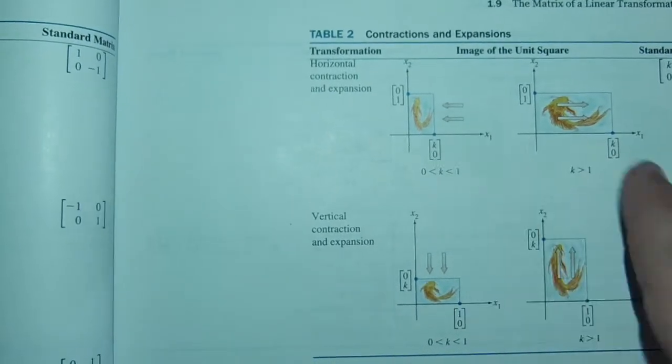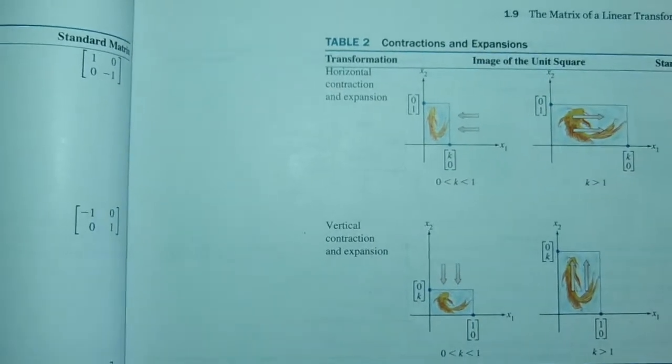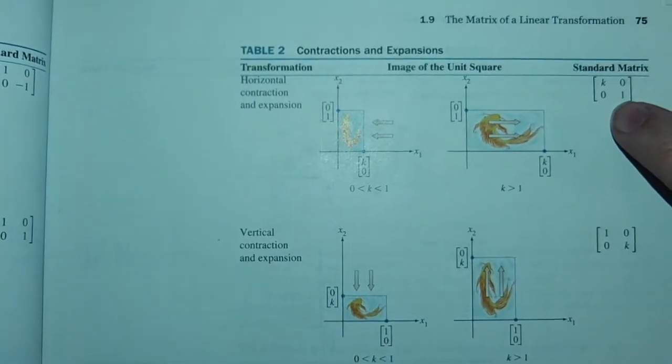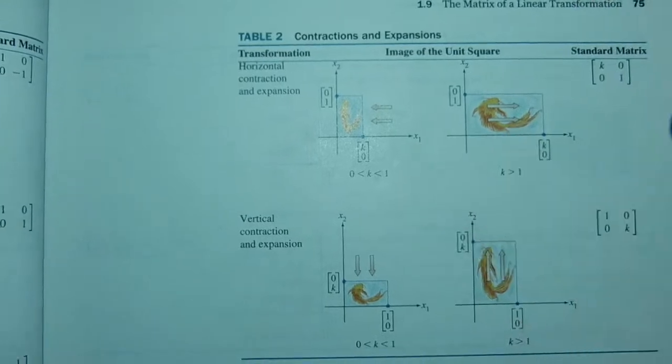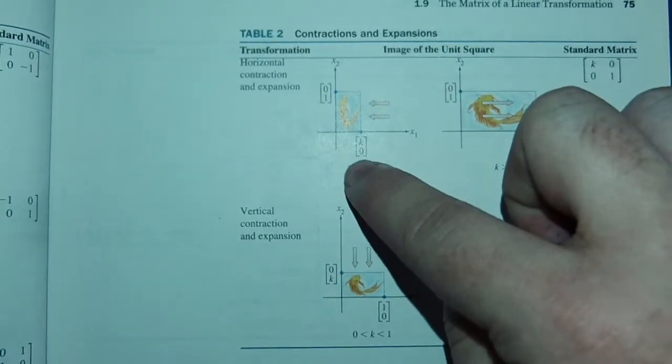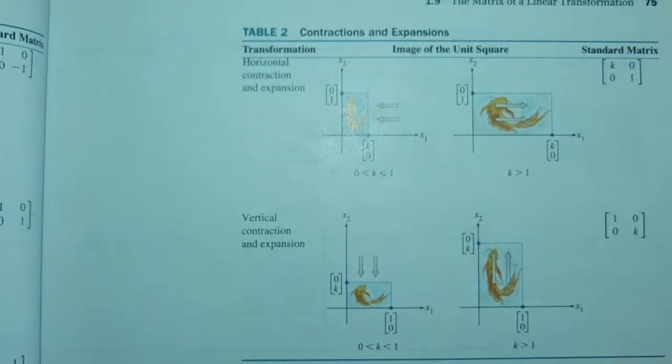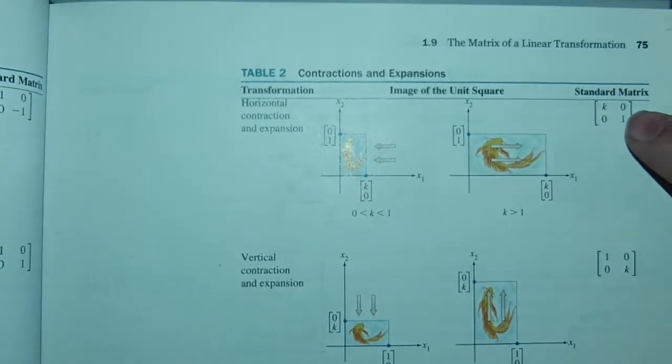And if k is bigger than 1, I'd be shifting it out. I'd be pulling it out this way. In either case, my standard matrix is actually the same because I'm taking the vector 1, 0, changing it to k, 0. 0, 1 is unchanged because this is a horizontal contraction and expansion. So 0, 1 is totally unchanged here.